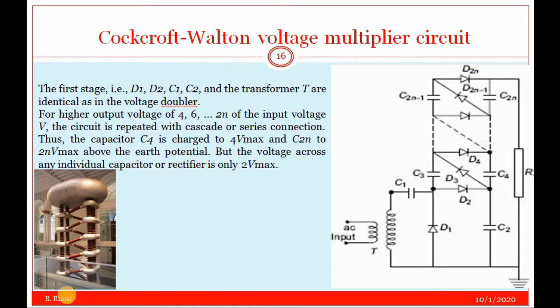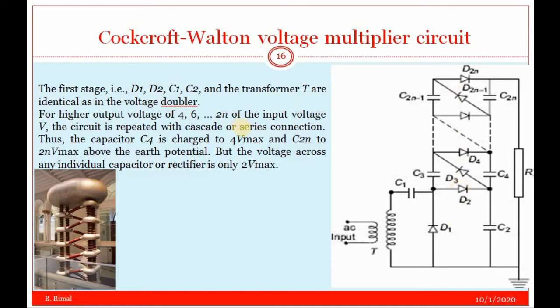Cockcroft-Walton generator or multiplier is an electrical circuit that generates high DC voltage from low value of AC or pulsating DC. You can see in the figure this combination C1, C2, D1 and D2 is similar to the voltage doubler circuit, which we had already discussed. And as we previously discussed voltage multiplier circuit, this remaining part is voltage multiplier circuit.